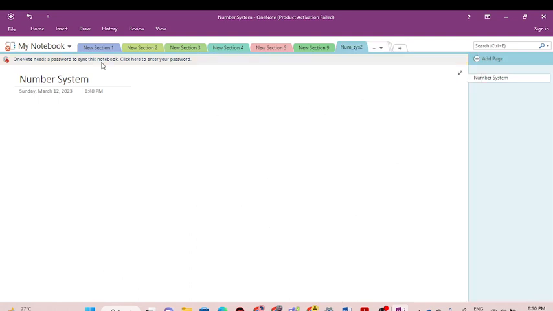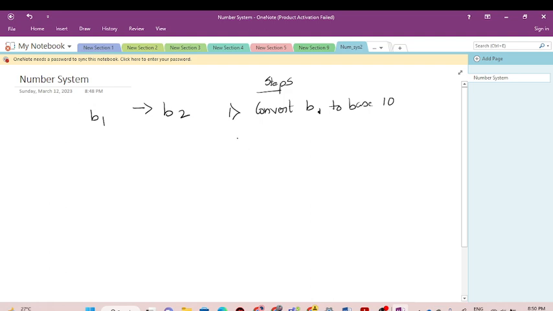Now suppose they give a number in base b1 and they ask you to convert it into base b2. Let's see what to do. In general, the steps we follow for conversion are: first, whatever it may be, convert this b1 to base 10. Next, you'll convert this base 10 number to base b2.